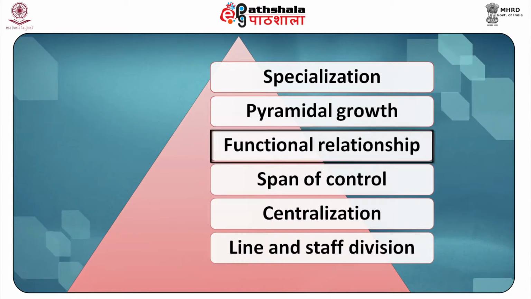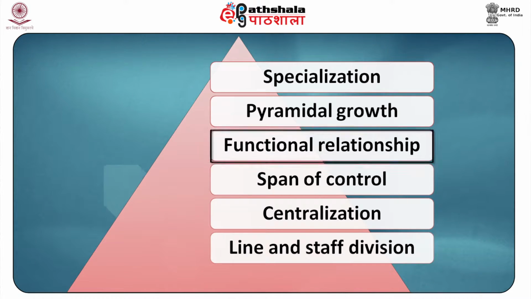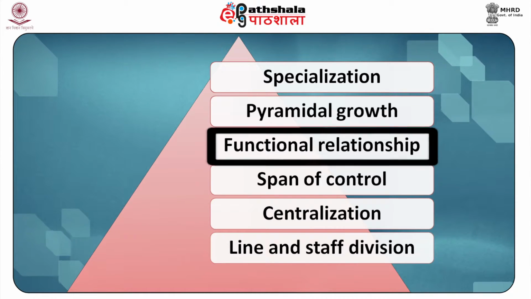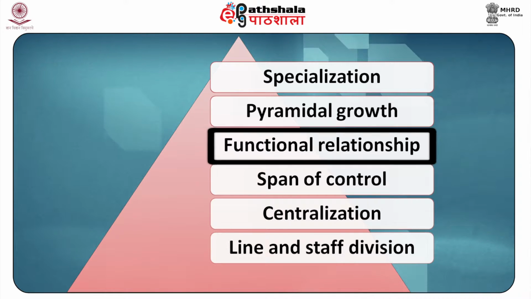Let's first talk about the line authority. Under this kind of authority, there is only one center of authority, and the authority is vested with the line managers of the organization. They are responsible and accountable for all the organizational activities.